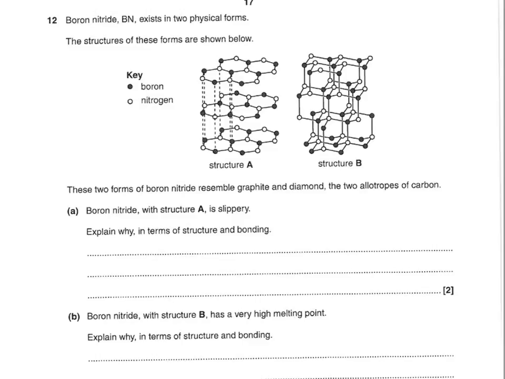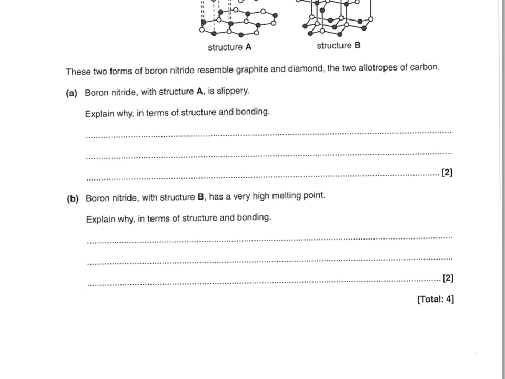So the reason why graphite, which is what structure A looks like, is slippery, is because there are weak forces between the layers, and those are easy to break, so that means the layers can slide over each other. So for 2 marks: there are weak forces between the layers, which are easy to break, for the 2nd mark, and that allows them to slide over each other.